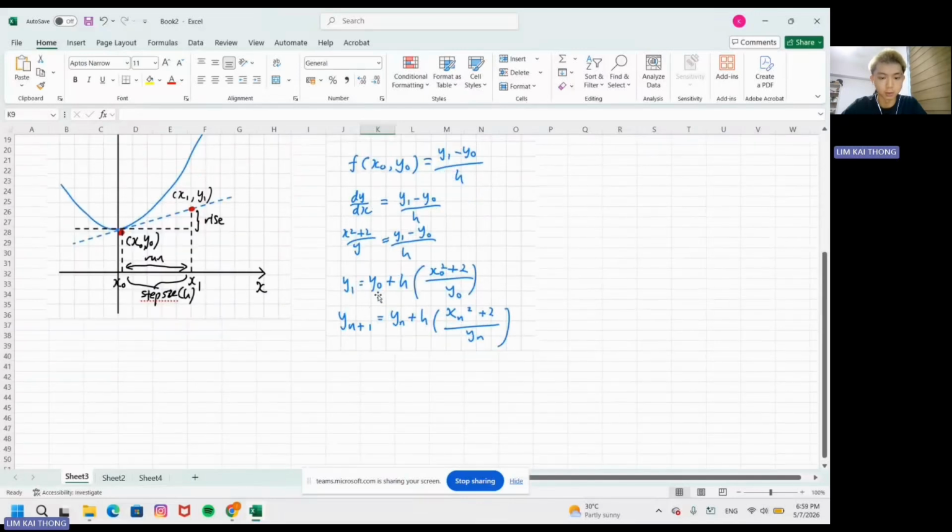The x and y values on the left will be x0 and y0 in this case, so I will make y1 the subject as we are finding the new value of y. The new value of y will be n plus 1, then the original value of n will be y_n plus h times x_n squared plus 2 over y_n, and this will be my general solution.